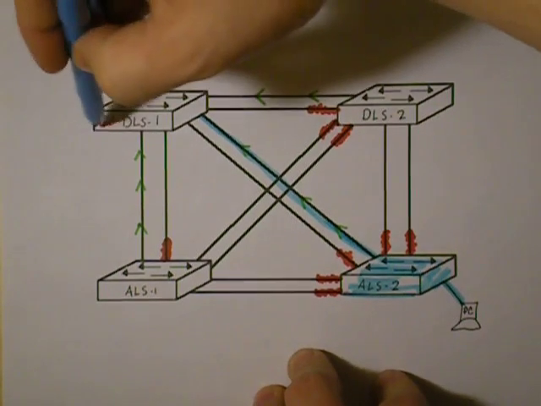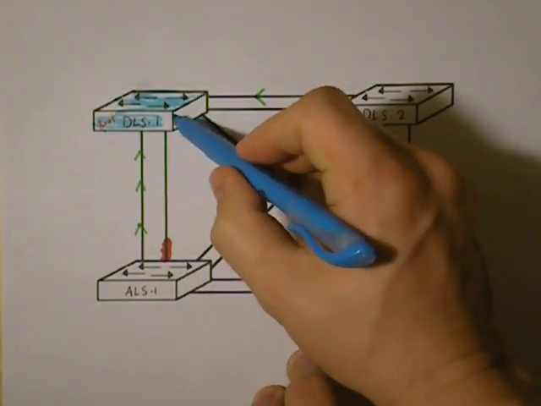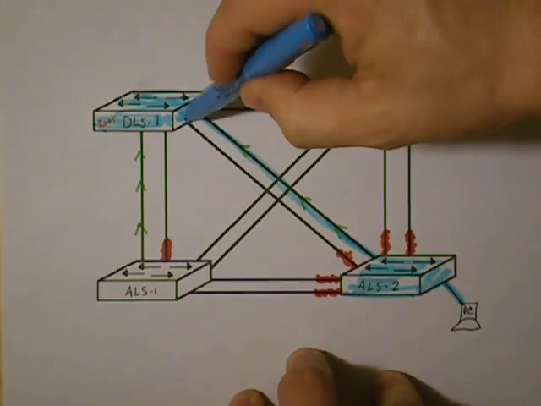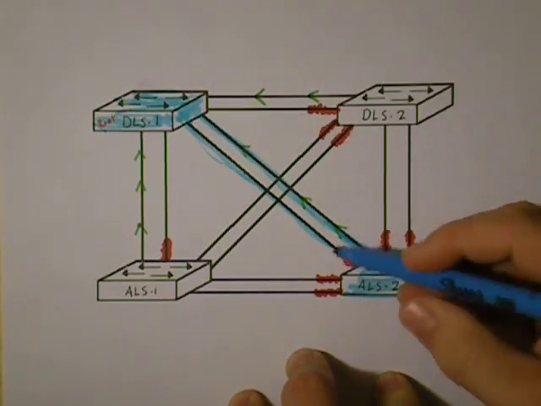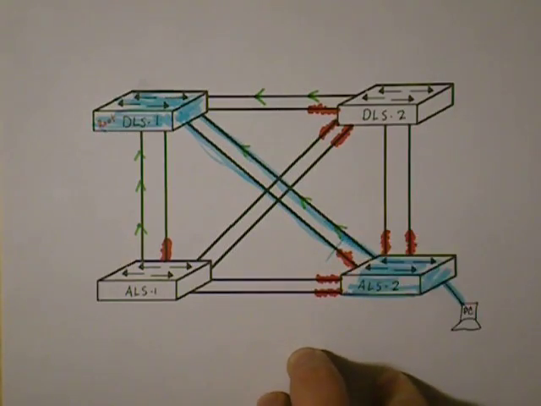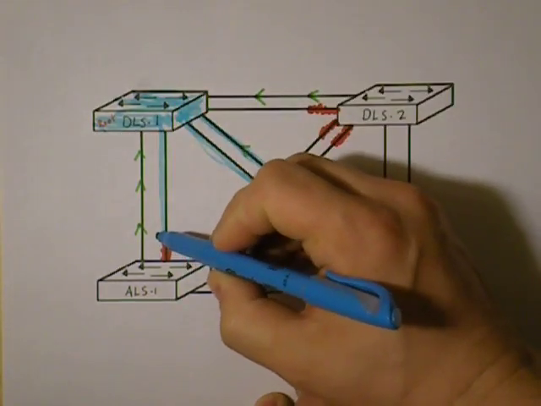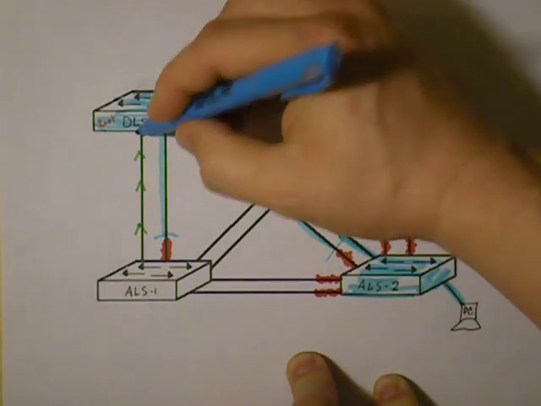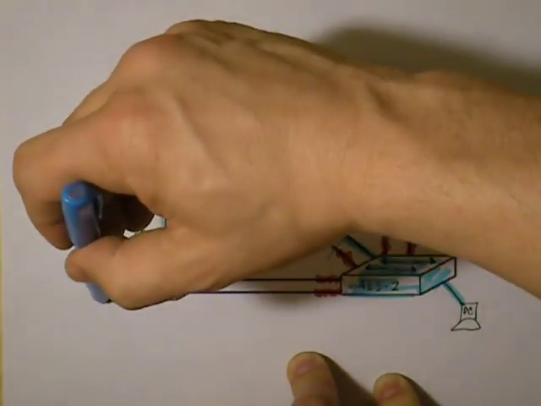Now the root bridge gets this, and it says, great, I've got a broadcast. I will broadcast this out every port except for the port it came in on. So it broadcasts it out here, but gets stopped because ALS2 is not listening, so it never gets anywhere. This loop is shut down. It will also broadcast it out here, but same thing. ALS1 is not listening off this port, so it stops right there. It will broadcast out here as well, which is great.